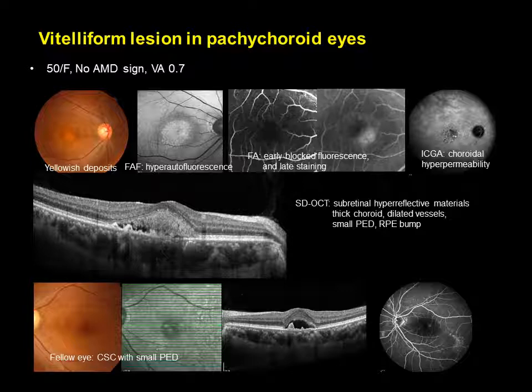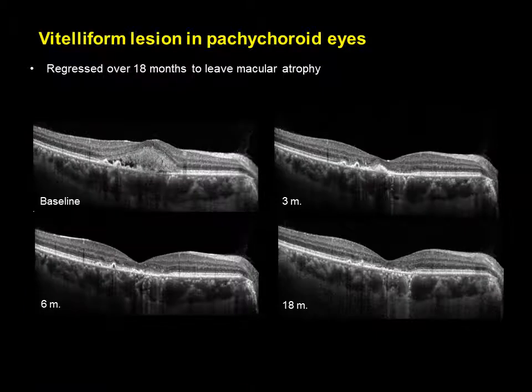In addition, thickened choroid, pachyvessels, small PEDs, RPE changes on OCT, and choroidal hyperpermeability on ICG are observed, which fit the pachychoroid description. The fellow eye had a typical CSC lesion with pigment epithelial detachment, but no vitelliform lesion. Over 18 months, the vitelliform lesion regressed to leave macular atrophy.